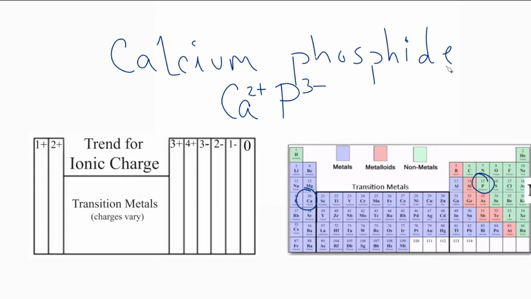Phosphide, when we talk about phosphide, that just means P, like oxide would be O for oxygen. Kabar, you've got calcium phosphate. Pretty good, but not calcium phosphide.